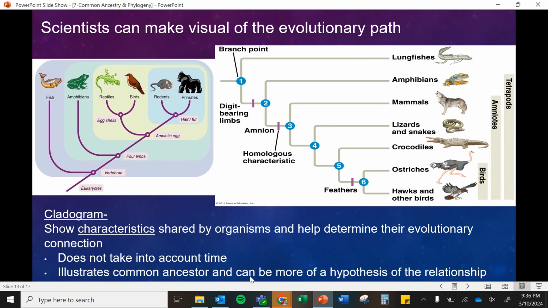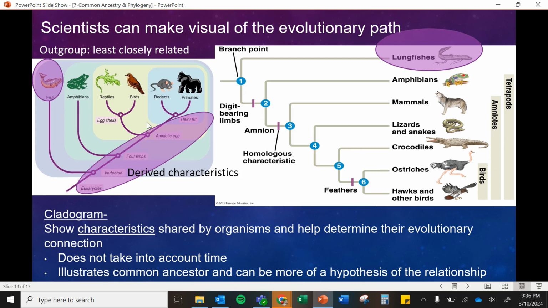It does have the idea of a common ancestor, and that can be more of a hypothesis because it's only based on characteristics, so that we can hypothesize a common ancestor shared those characteristics in the past, but we don't have any sort of similarity such as DNA sequence involved in cladograms. The outgroup is going to be what is called the least closely related organism in that cladogram. Lungfish here is the outgroup. And then the derived characteristics are kind of on this backbone part of our cladogram. These are the characteristics that they share in common.